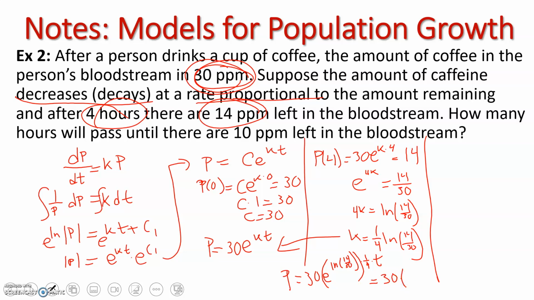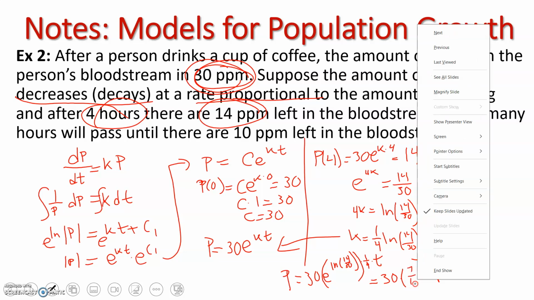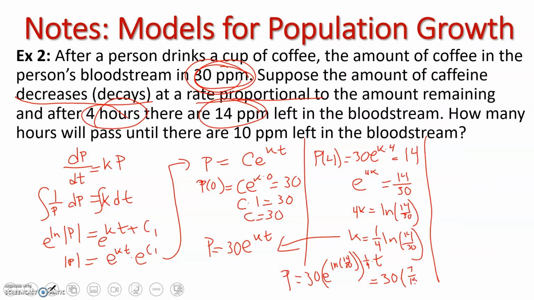times 14/30ths, which note is 7/15 if we reduce, to the power of t over 4. So there's our function. And then it asks us how many hours will pass until there are only 10 ppm. So we're going to set this equal to 10. And we're going to solve.